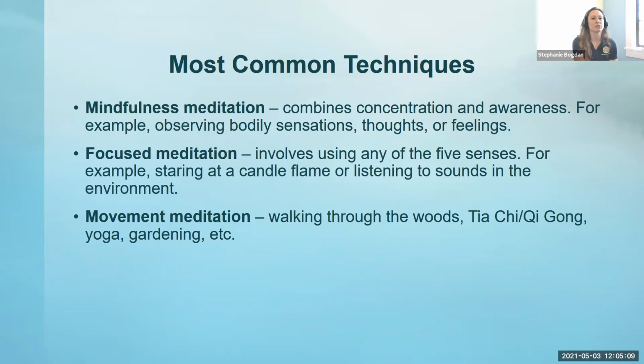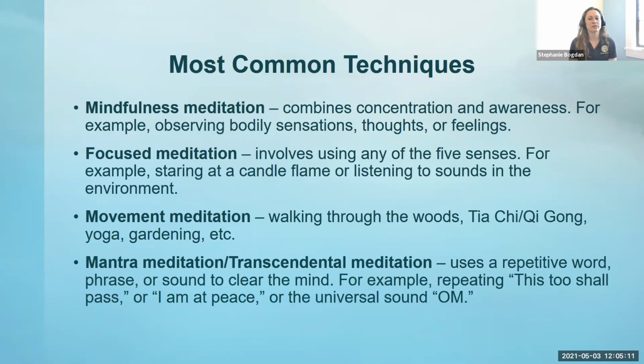And then we also have something called mantra meditation or transcendental meditation. They're not one and the same, but they are similar. Basically, they use a repetitive word, phrase, or sound to help clear the mind. For example, a mantra could be, "This too shall pass." Or another example of a mantra could be, "I am at peace." Sometimes the universal sound Om is repeated over and over, either internally to yourself or externally out loud, listening to it.